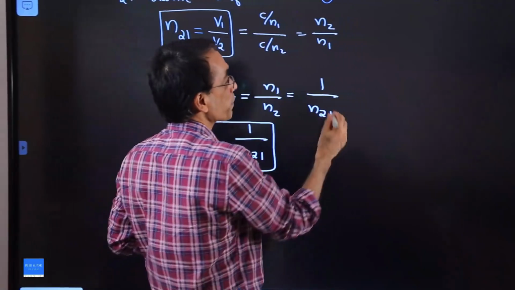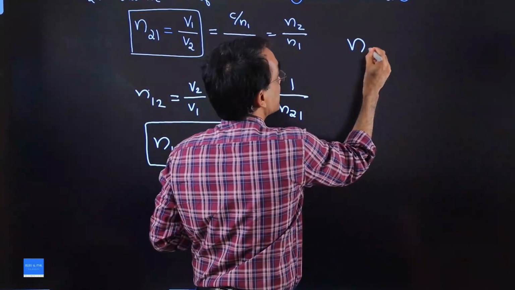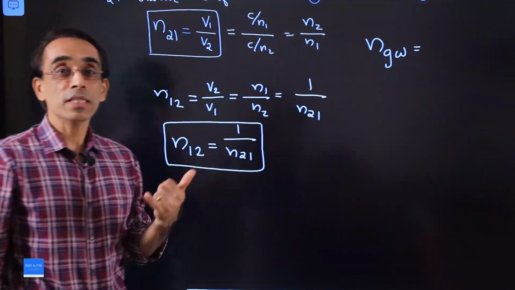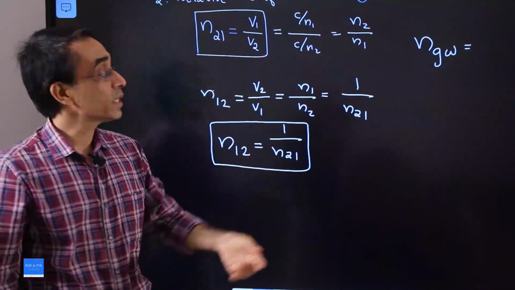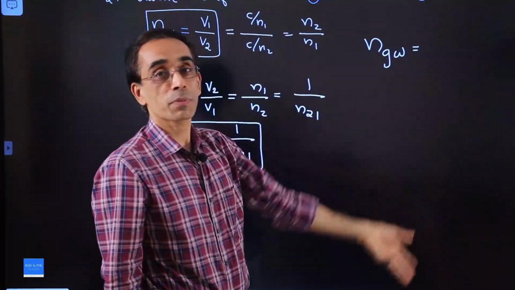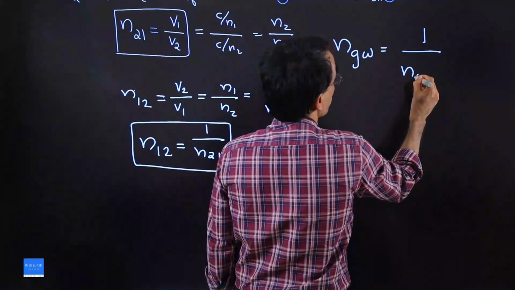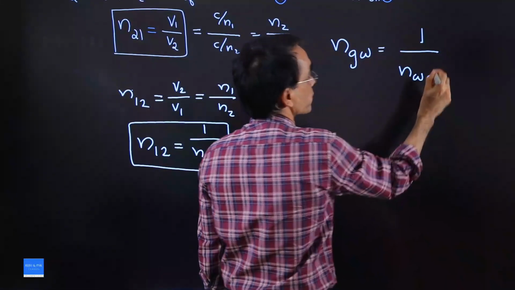Now if I say NGW, what is the meaning of NGW? G for glass, W for water. This is the refractive index of glass with respect to water, and this is nothing but 1 by the refractive index of water with respect to glass.